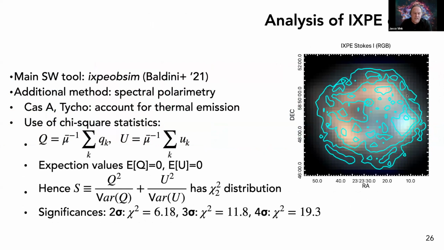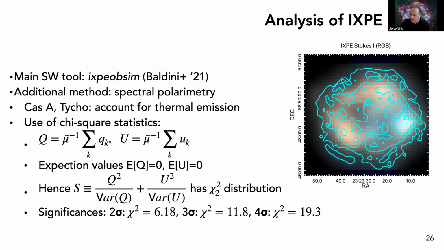Now, for the analysis, what we use is Q and U, which is the summation of all the individual Q and U's from the event list. The expectation value for Q and U without polarization is, of course, 0. And that means that if you do Q squared per pixel divided by the variance of Q plus U squared divided by the variance of U, you have 2 Gaussian distributions. If you add 2 Gaussian distributions, you get a chi-square distribution with 2 degrees of freedom. So we use a chi-square analysis to say, okay, yes, here we clearly have polarization, and here we don't find any evidence for polarization.